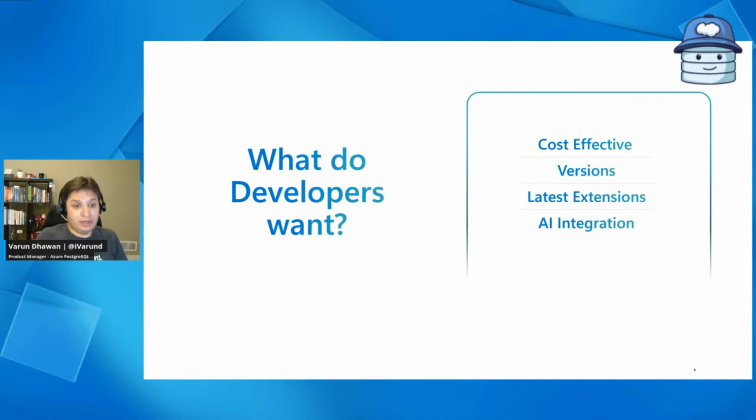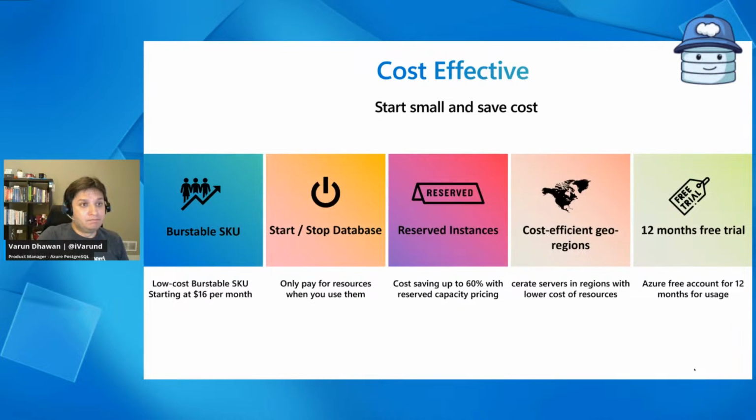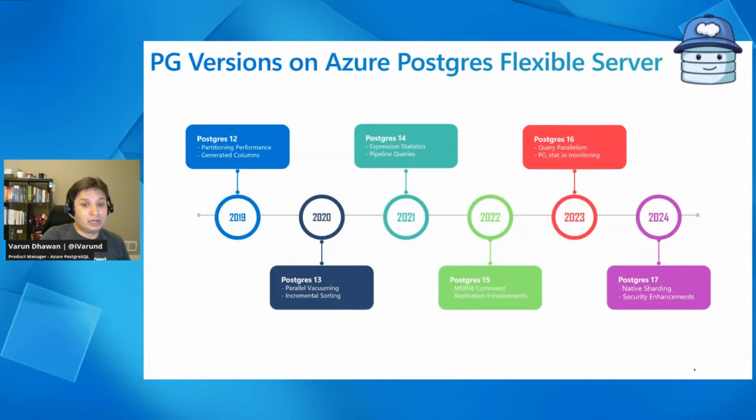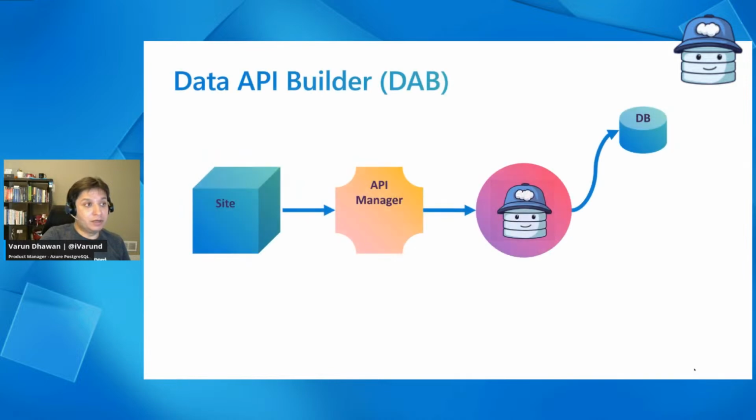And right now AI is pretty much the hype in the industry, and Postgres is at the forefront of it because Postgres has been supporting the vector data type, which is foundational for AI workloads. And these are the top things that developers want. From a cost-effective standpoint, all these things are available. You can pretty much get started, with a 12-month free trial. You have reserved instances. You can build up instances in any part of the geography, depending upon whatever is more economical for you. But today we will talk about the Data API Builder.